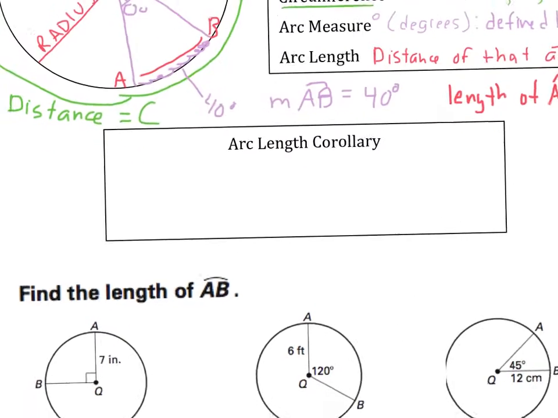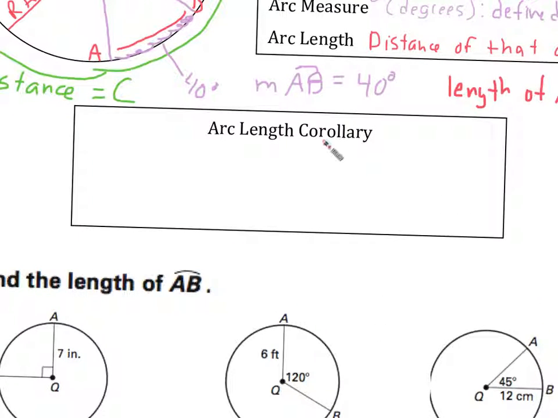So that brings us to arc length corollary, in case you forget what corollary means. Corollary just means sub-theorem. That is, it's a thought that comes from somewhere else. So if we have circumference, arc length corollary is just a piece of the circumference.